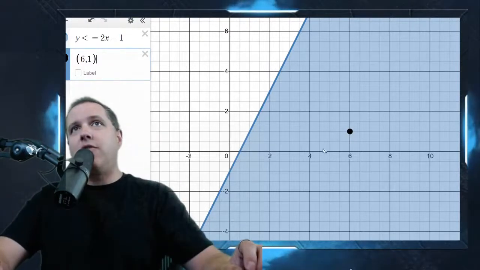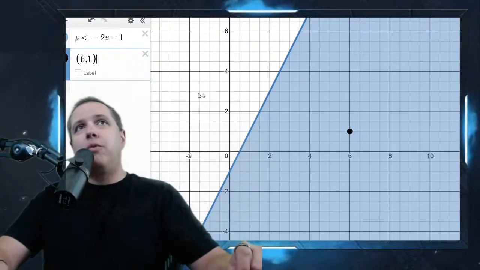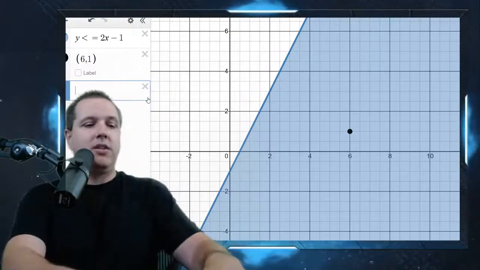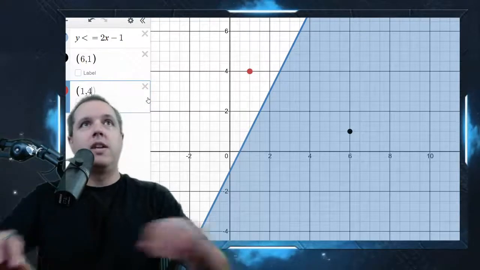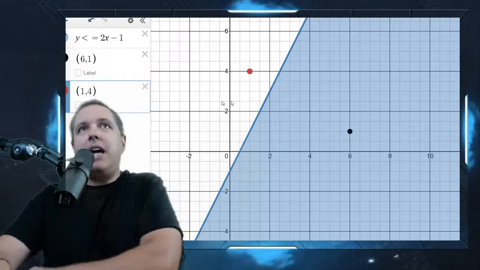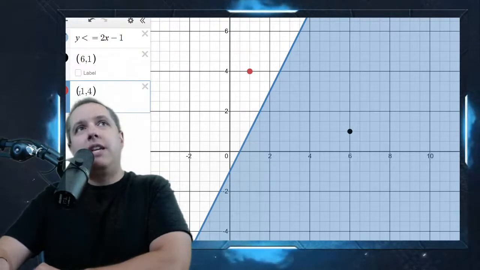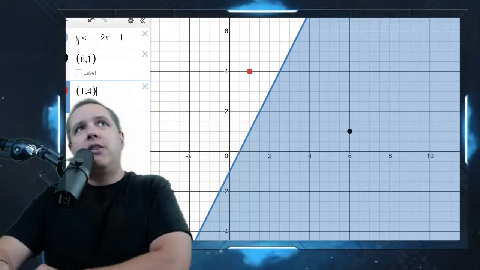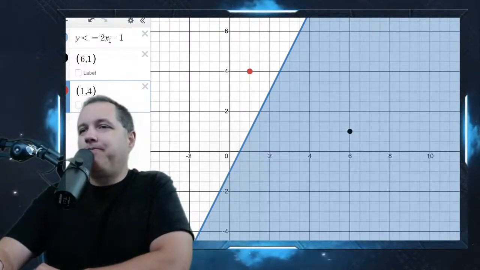So, for instance, we just saw that if I put 6, 1 into our inequality, it works. What if I picked a point from over here? Let's try another point. Let's try the point 1, 4. Now look, that point is not in the shaded region. So what happens if I plug that in here? I put 1 in for x and 4 in for y. If I put 1 for x, I'd get 2 minus 1 is 1. So that would say that 4 is less than or equal to 1? No, that's not true.